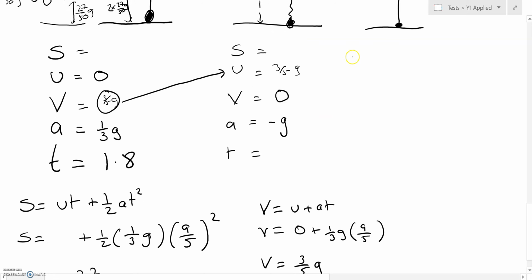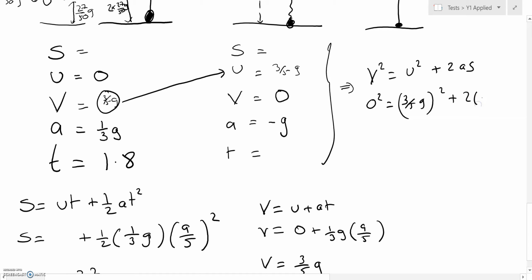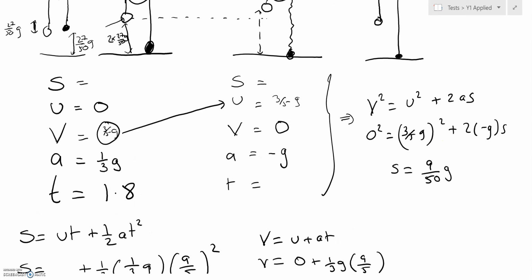Now we're armed with everything we need. We've got 3 bits of information. We can work out S in our second phase. We're not going to use S equals UT because we don't have T. So this time we're going to use V squared equals U squared plus 2AS. If you rearrange that to work out S, you should get S as 9/50 G. So let's remember that it's going to move 9/50 G in this last little bit where it does its jerk while it's moving without the aid of Q. And so the maximum height is going to be 9/50 G plus 2 times 27/50 G. And that's going to give us a total of 1.26 G.